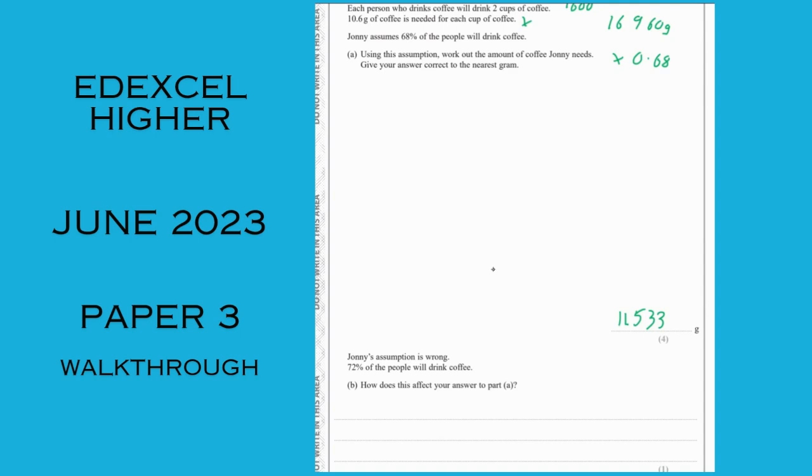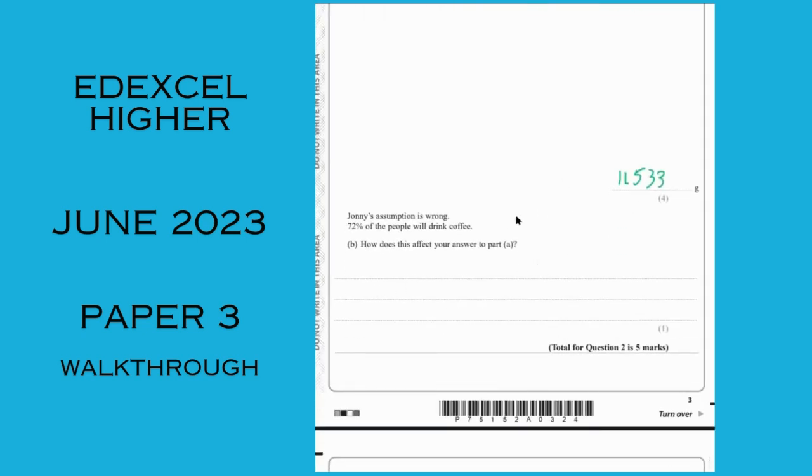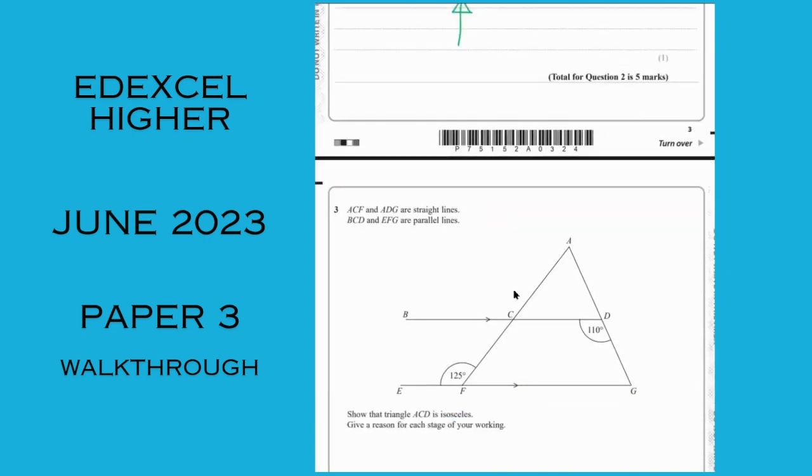No need to fill space just because it's there. Johnny's assumption is wrong. So more people drink the coffee. How does this affect your answer? Well, if more people are drinking coffee, more coffee is consumed. So any words to the effect that your answer will increase will get you the single mark. As always, 1 mark. It's not worth 3 lines.